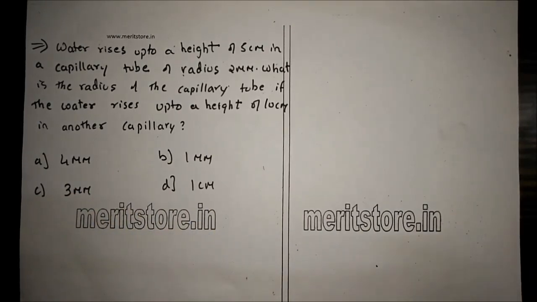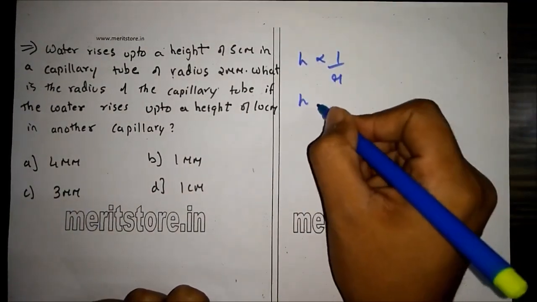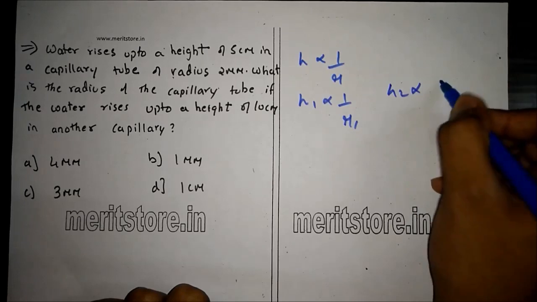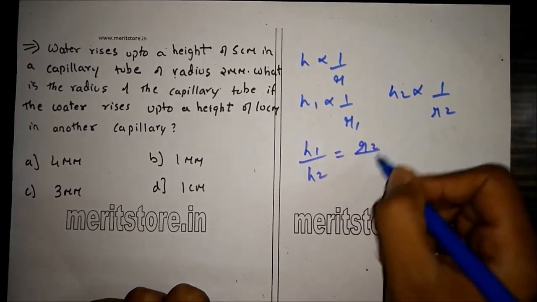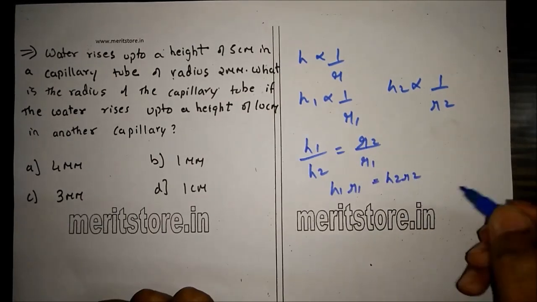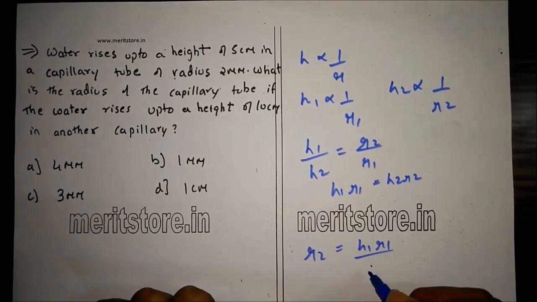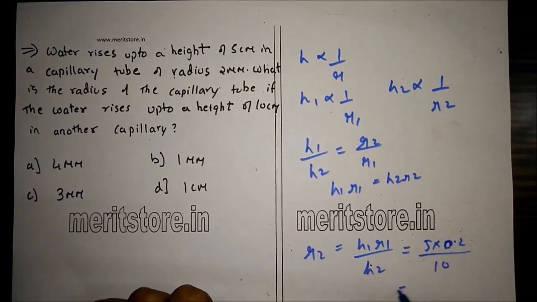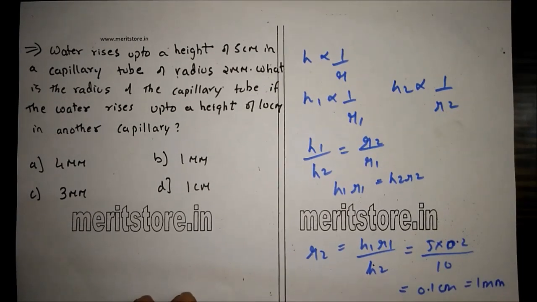Now we know that the height and the radius are related by h is inversely proportional to r. Therefore, h1 is inversely proportional to 1 by r1. Since there are two heights in the data given, h2 will be inversely proportional to 1 by r2. Therefore, their ratio h1 upon h2 will be r2 upon r1. Therefore, h1 r1 will be equal to h2 r2. Therefore, we need to find the radius of the second tube. Therefore, r2 is equal to h1 r1 upon h2, which is 5 into 0.2 upon 10, which is equal to 0.1 centimeter or 1 millimeter. Therefore, here the correct answer will be option B.